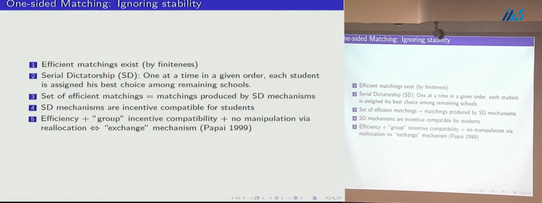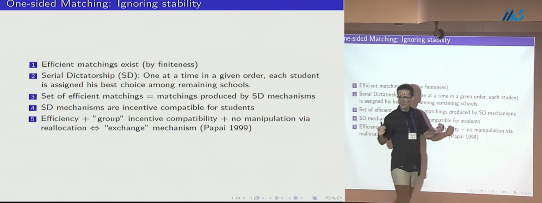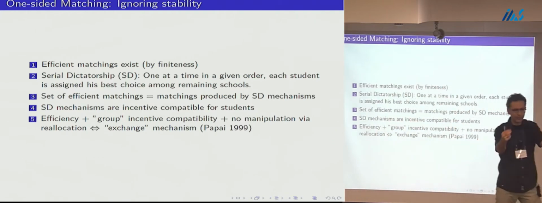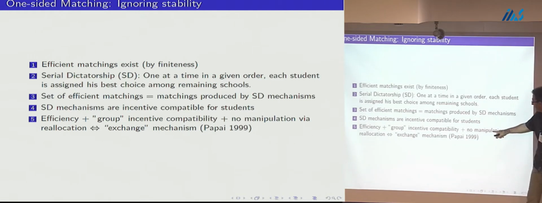One of them that I want to highlight is the following. If we want Pareto efficiency with respect to student preferences, if we want group incentive compatibility, that is, there's not going to be any subgroup of students, coalitions, who are going to be able to manipulate the system. And if you don't want no manipulation via reallocation, what does this mean?